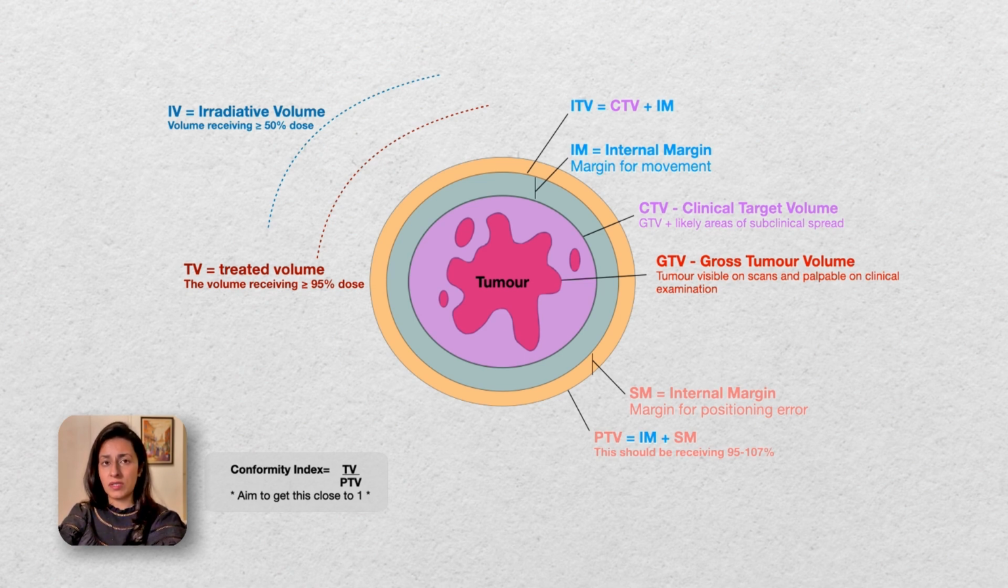It is used to compare different treatment techniques. The aim is to get this as close to 1 as possible. The hotspot is anything outside the PTV receiving 100% of the dose.